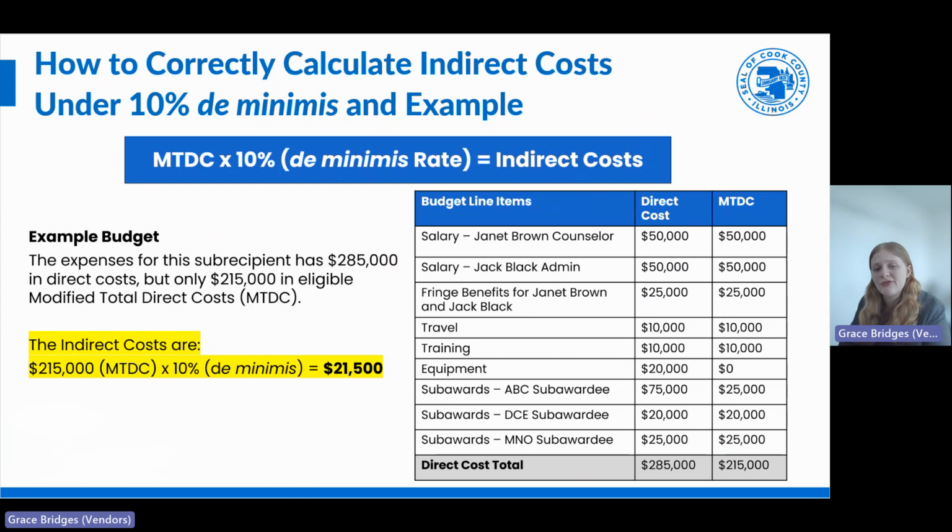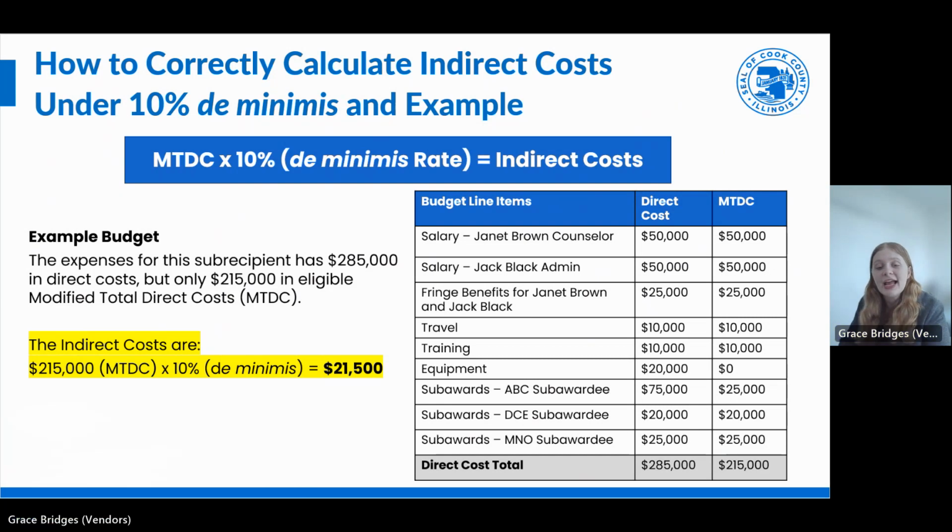They're $21,500. Let's look more in detail at the table on the right to look at how that's broken down for this particular budget. So first of all, we have the salary and fringe benefits for two personnel, Janet Brown and Jack Black. All of these costs count under the modified total direct costs, as do the expenses of $10,000 each for travel and training. However, there's a $20,000 budget of equipment that cannot be calculated in the modified total direct costs.